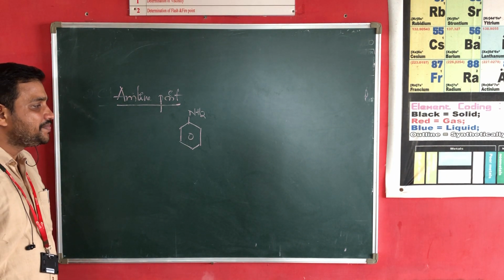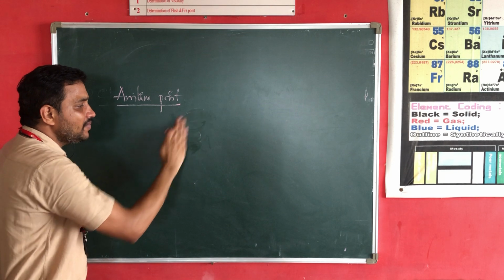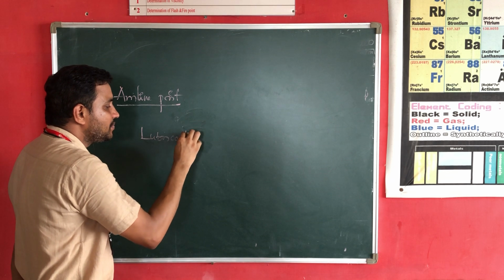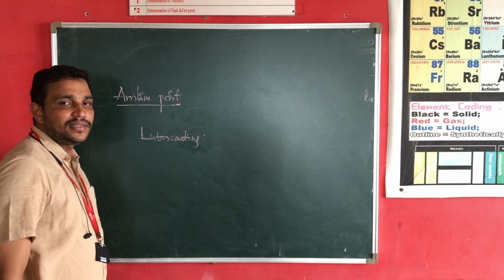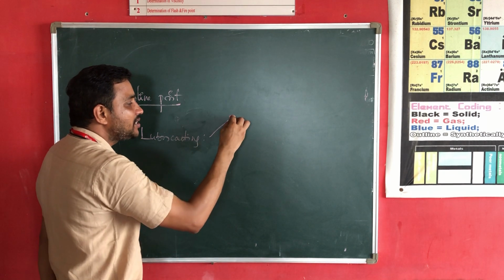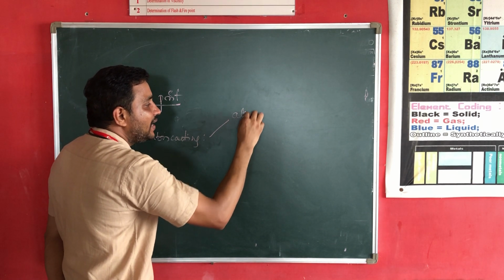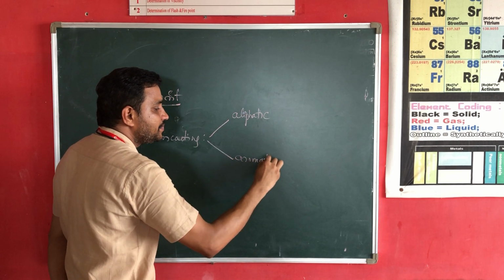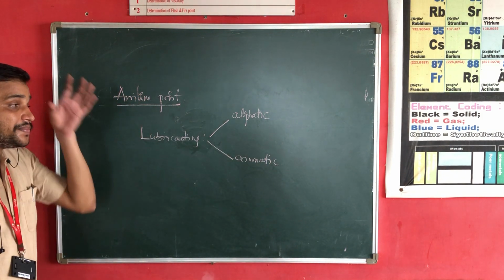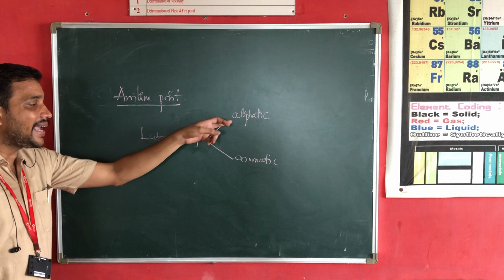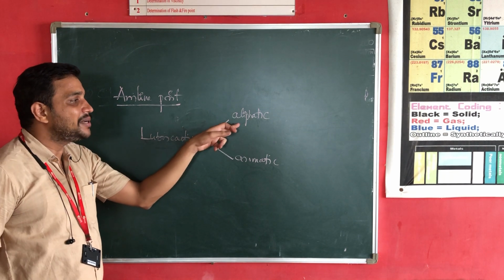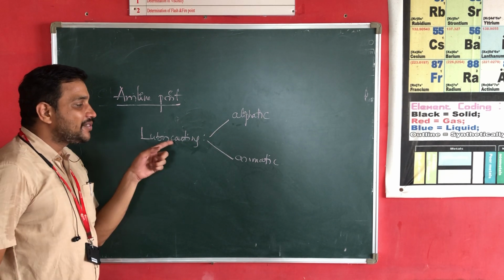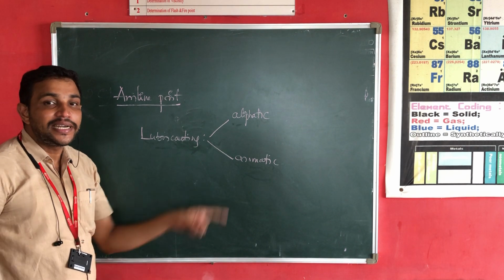Right? So, leave about this. Take lubricating oil. Lubricating oil contains hydrocarbon chain. The hydrocarbon chain may be aliphatic or aromatic. Okay? If the lubricating oil contains a hydrocarbon chain that is aliphatic, it is a good lubricating oil. If the lubricating oil contains aromatic hydrocarbons, it is a bad lubricating oil.